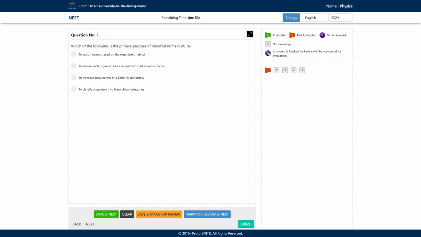Okay, the correct answer will be option number B here. So what is the primary purpose of binomial nomenclature? Binomial nomenclature was given by Linnaeus, and according to binomial nomenclature, every scientific name will have two components: generic name and a specific epithet. So the purpose will be to ensure each organism has a unique two-part scientific name.